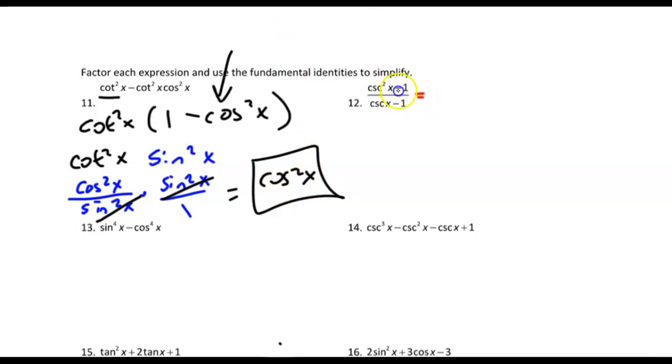Okay, this one right here. Remember how we talked about x plus 3 times x minus 3? Sorry, that was my alarm. And that was x squared minus 9, right?